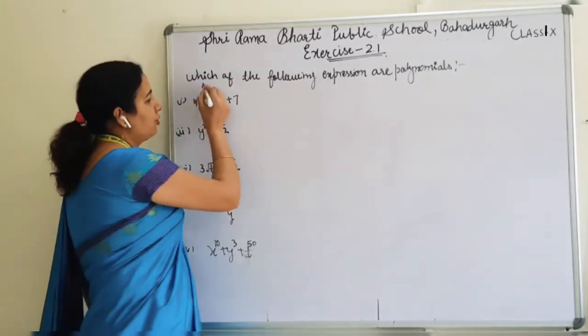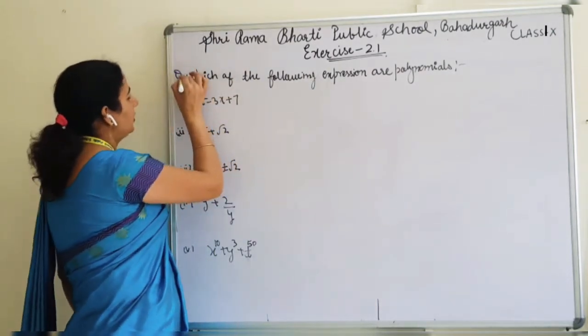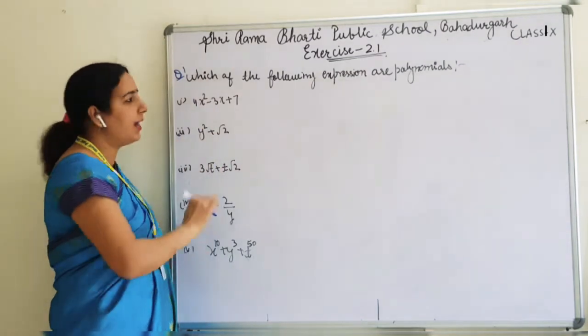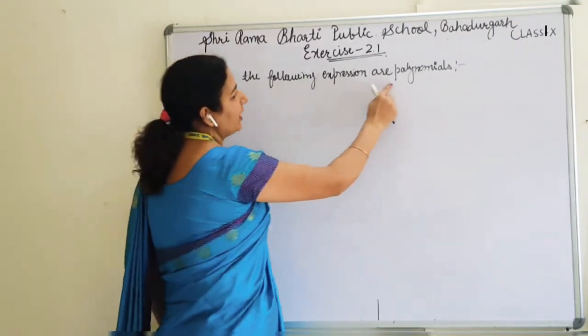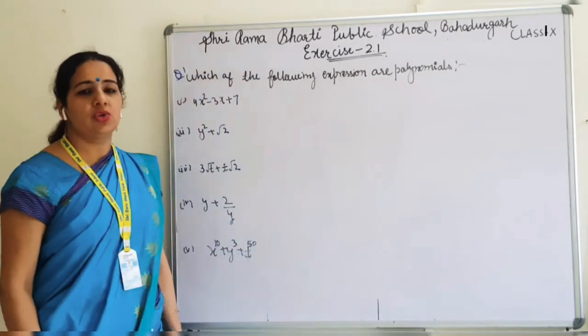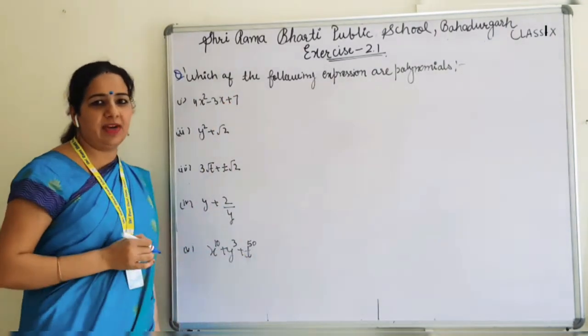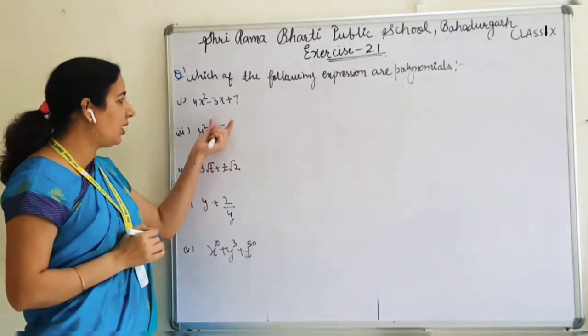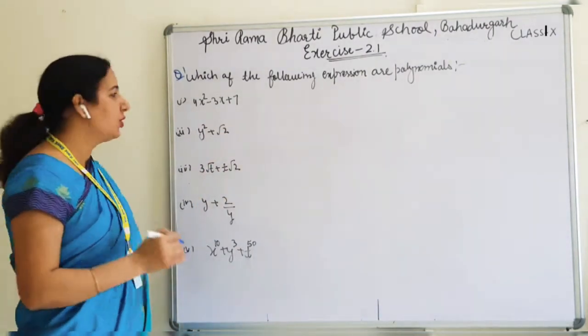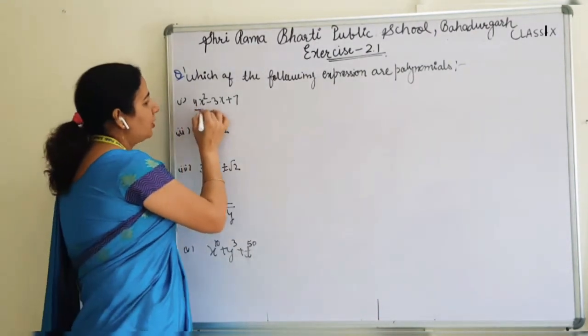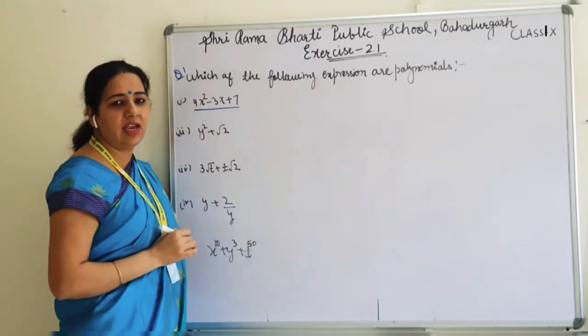See the first question. This is question number 1 from your NCERT. Which of the following expressions are polynomials? So here you have to tell, among the given 5 expressions, which are the polynomials. So how will you calculate? 4x square plus 3 minus 3x plus 7.